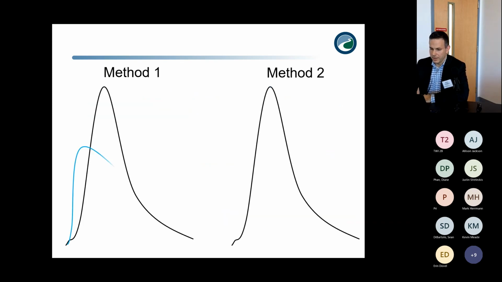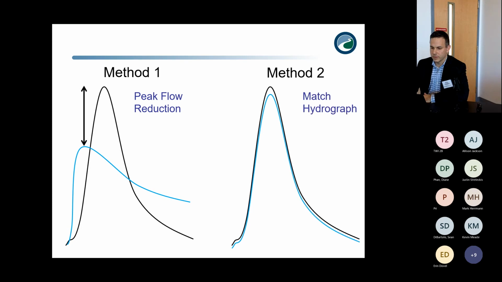Just to give you how this would look in a hydrograph, the first would be peak flow reductions here. And the second would be the light blue line for the second method, which would be the matching hydrograph. So the first method may not reduce the volume, right? You might have more volume in the post-development condition than the pre-development condition, but you're reducing that peak flow per the criteria. Versus the second, you're reducing both the peak flow and the runoff volume.